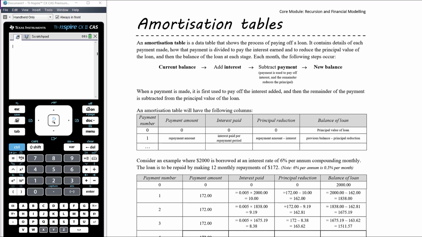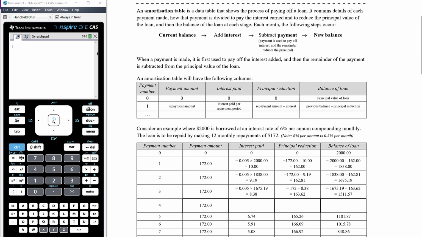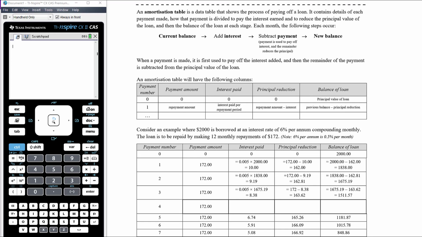Okay, so an amortisation table is a data table that shows the process of paying off a loan, and it contains details of each payment made and how that payment is divided to pay interest and also to reduce the principal value of the loan. And then it gives the balance of the loan at each stage. So each month the following steps occur: we have a current balance, we add interest, we subtract the payment, and then we have a new balance. That's basically what's going on.